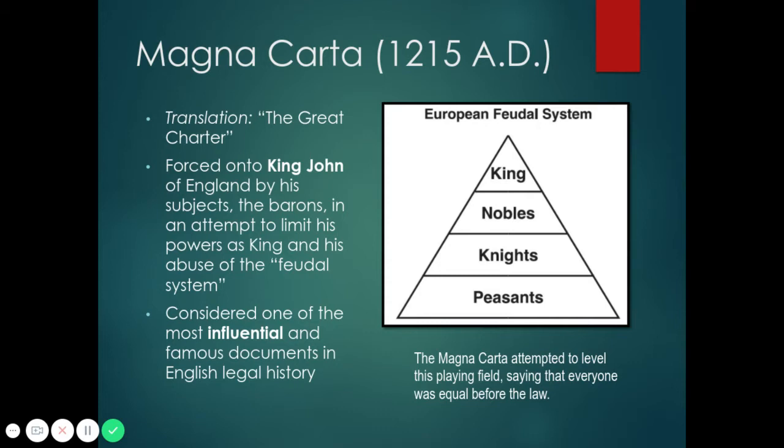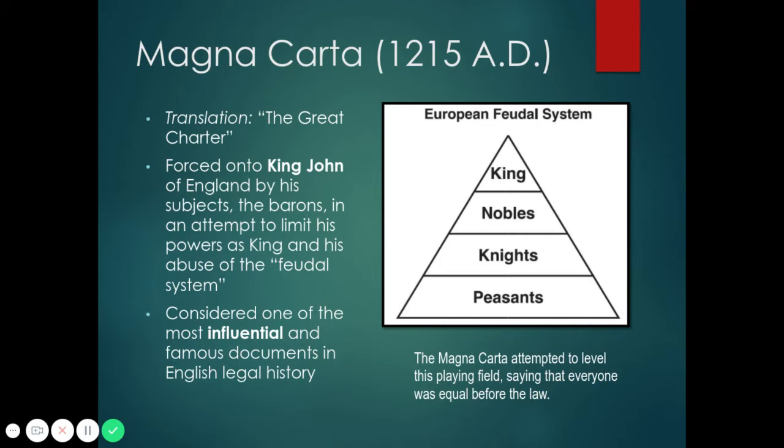You're using the feudal system to elevate your friends by giving them land, and then you're taxing the daylights out of the rest of us. So we need you to sign this document in order for us not to rebel and overthrow you as king. But what is contained in this document is hugely significant. When we've been talking about the rule of law, the concept that the law applies to everyone regardless of their status was really not an idea that found expression until this document.